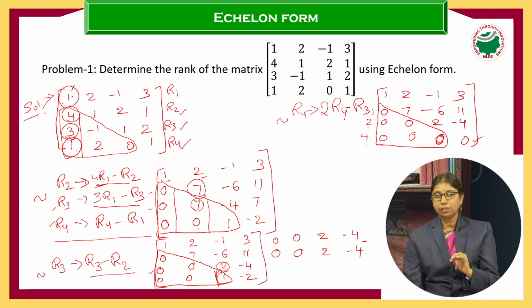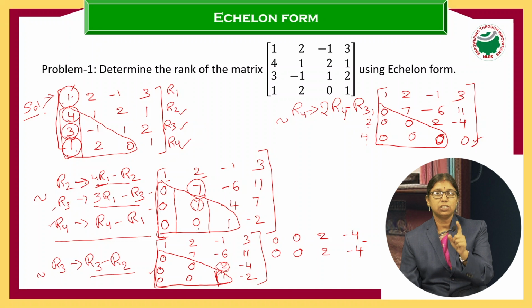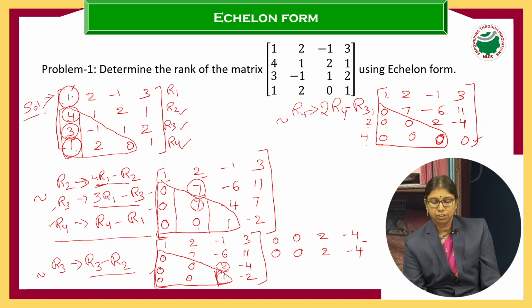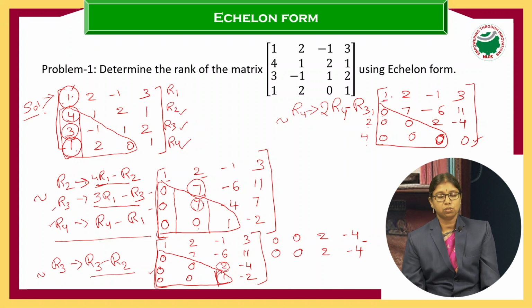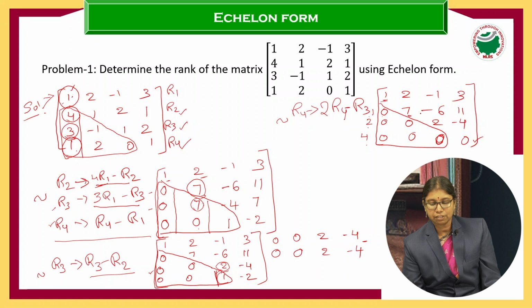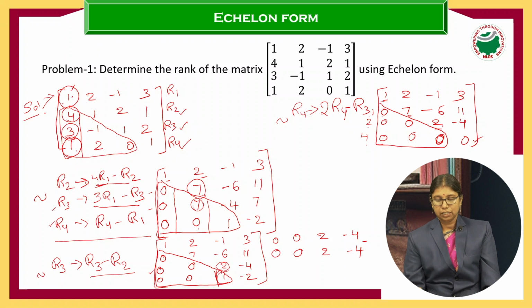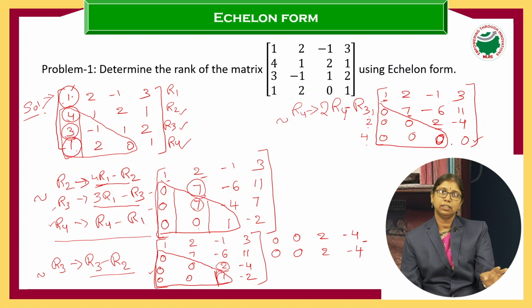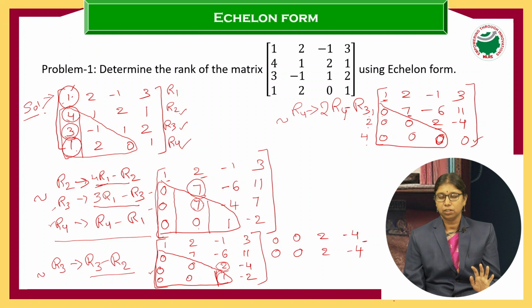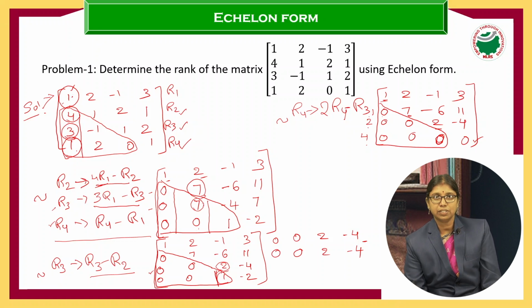And the third condition: the first non-zero value in a non-zero row must be 1. Here I have 7, here I have 2. In these two places, if you get 1, then you will get echelon form. So how can you get 1? We can use another row operation, that is, you can multiply or divide any row by a non-zero scalar. So I can divide the second row by 7 and I can divide the third row by 2.